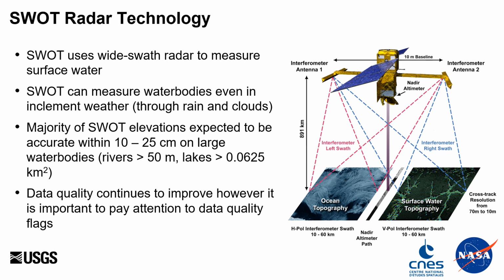As I mentioned, SWOT uses this wide swath radar to measure surface water. And because SWOT uses radar technology, it can measure water bodies even when there's inclement weather, such as rain or clouds. The majority of SWOT elevations are expected to be accurate within 10 to 25 centimeters for large water bodies, which include rivers wider than 50 meters, or lakes with areas greater than 0.0625 square kilometers.